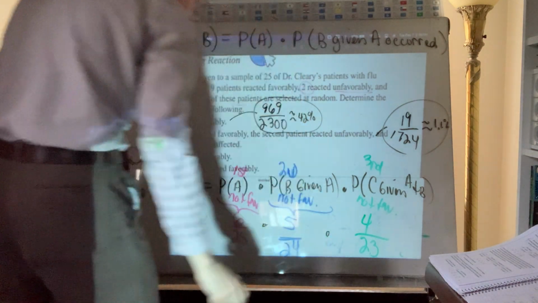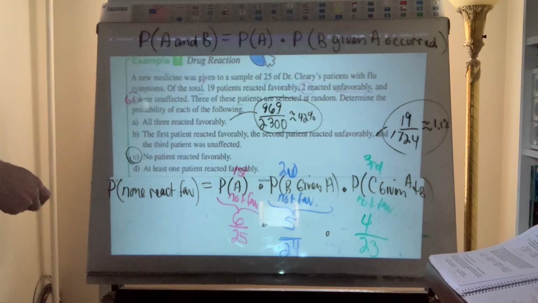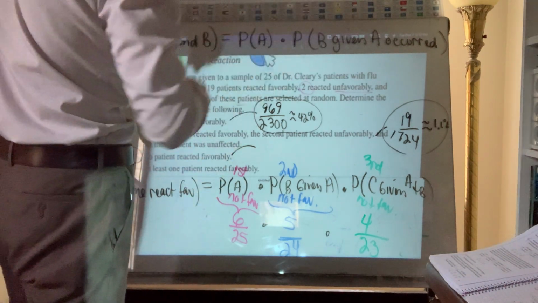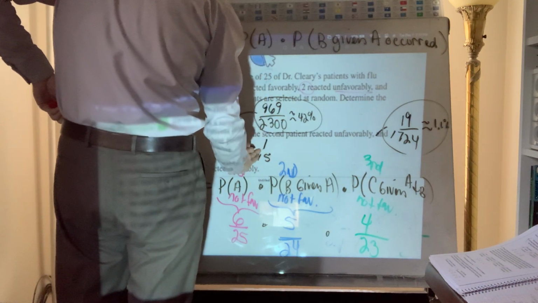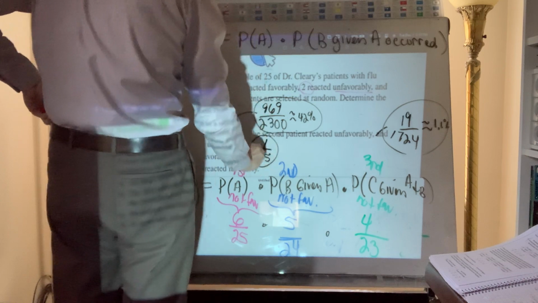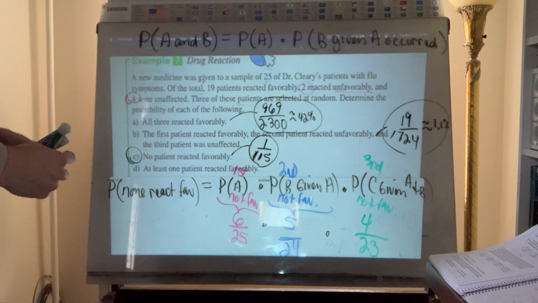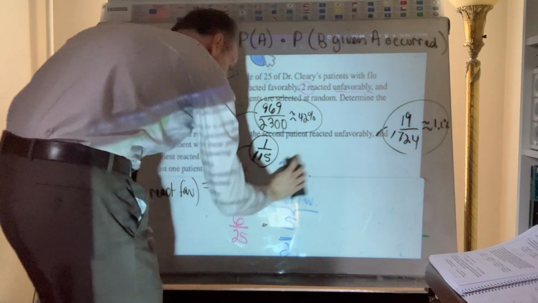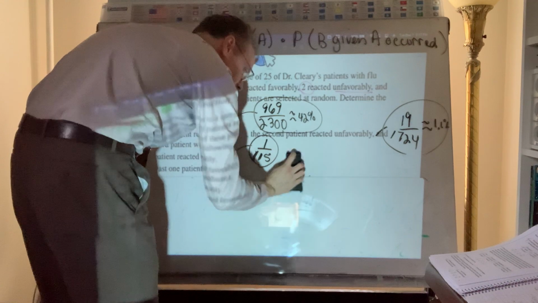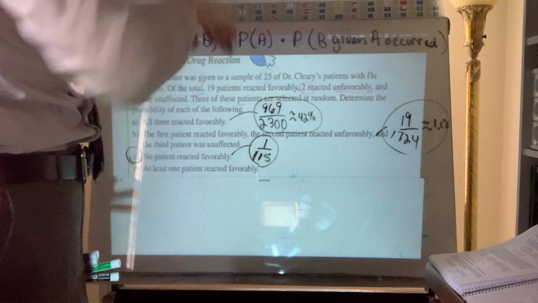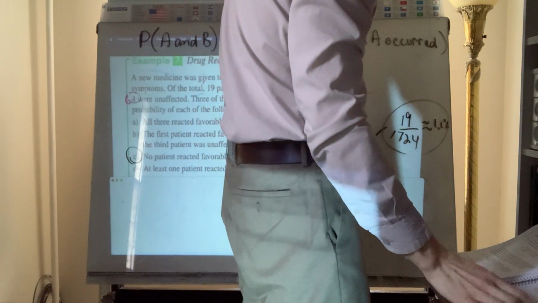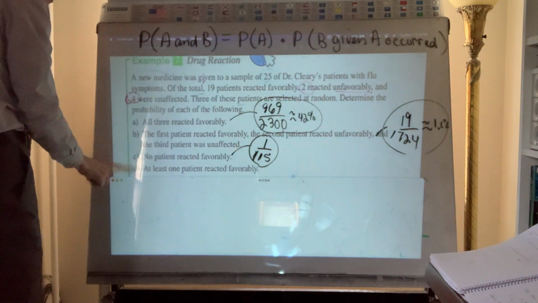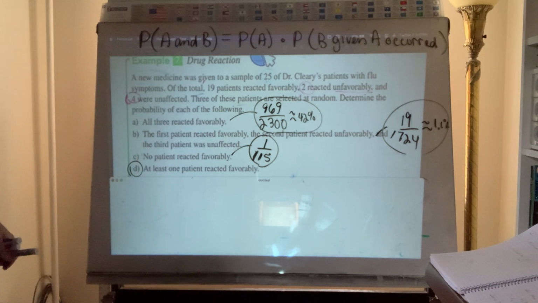So this times this times this. 6 times 5 times 4. What you should get in this case, for C, is 1 over 115. One more of these. Now we go on to D here. All right. At least one patient reacts favorably.